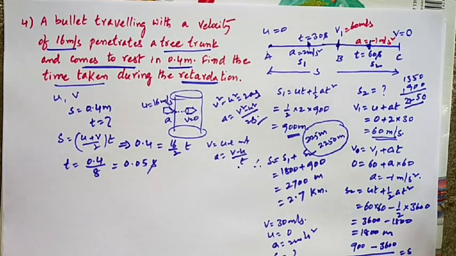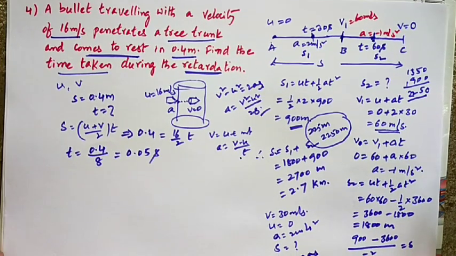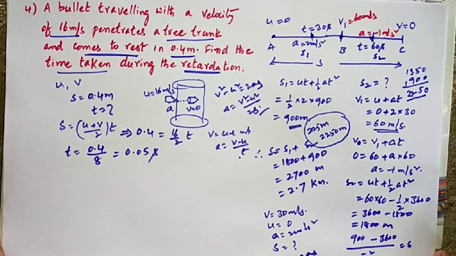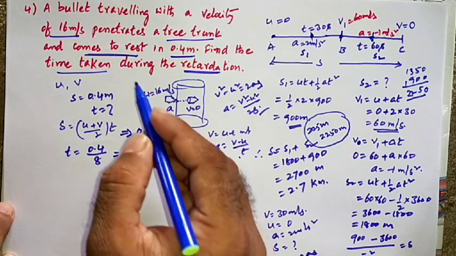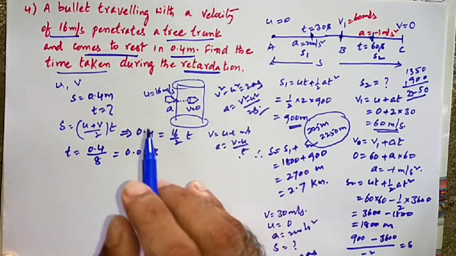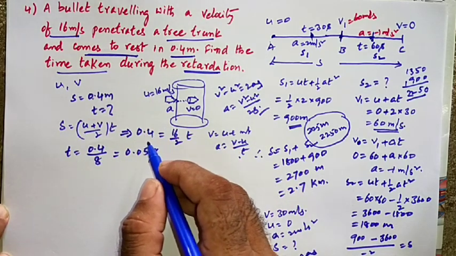That is why identifying the given data is more important than solving the problem. Clear? If the given data is identified, half of the problem is solved. Very good.